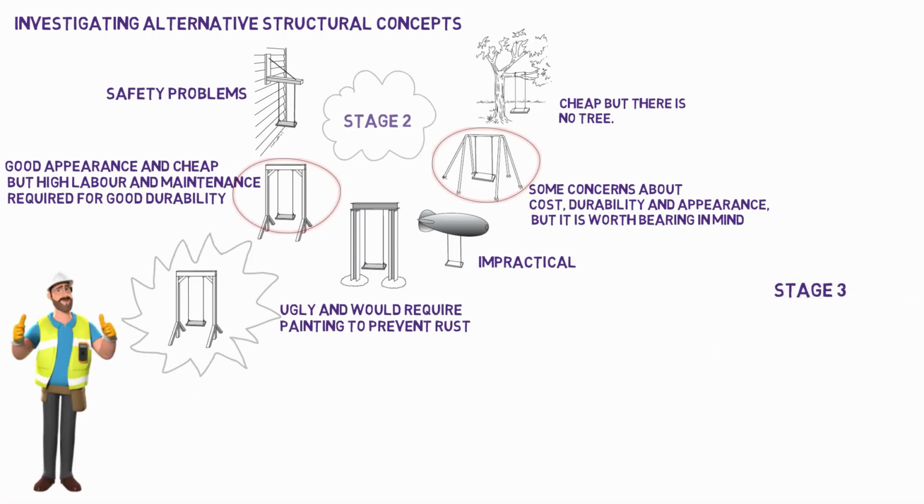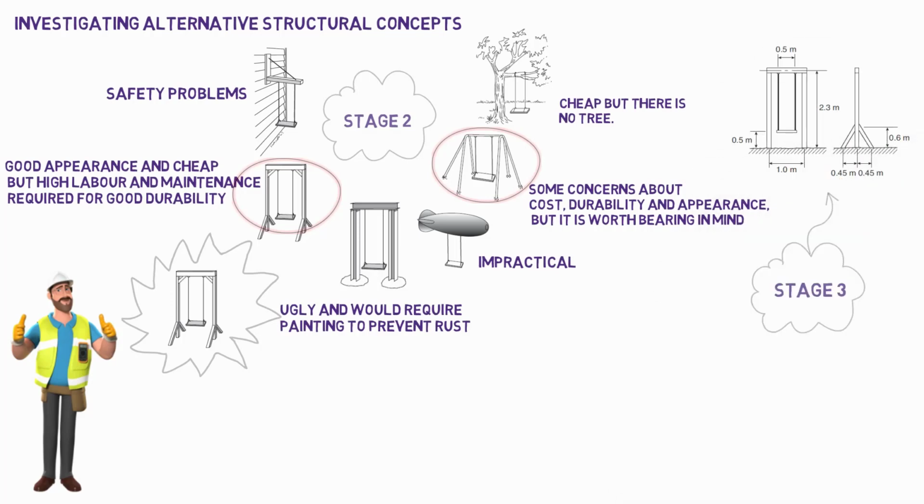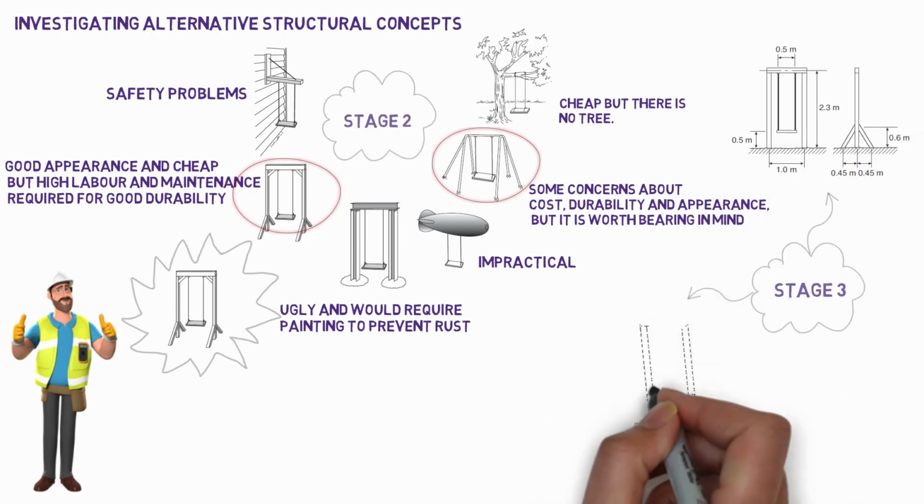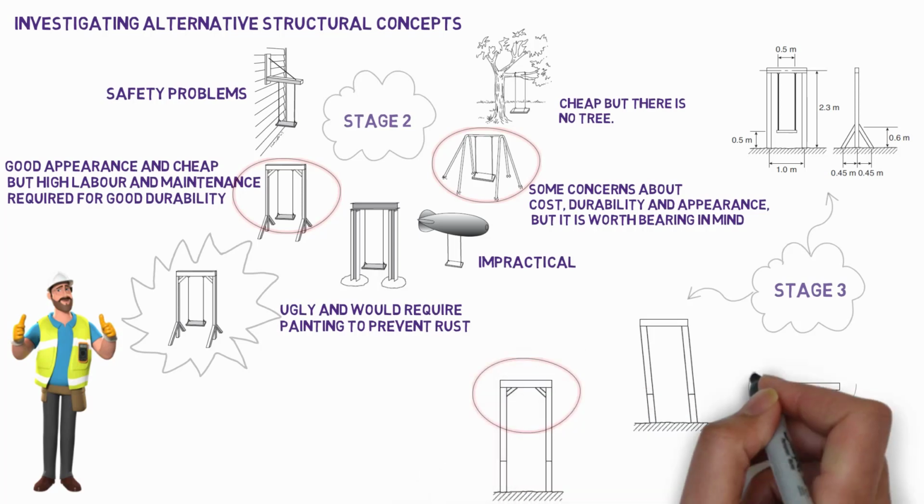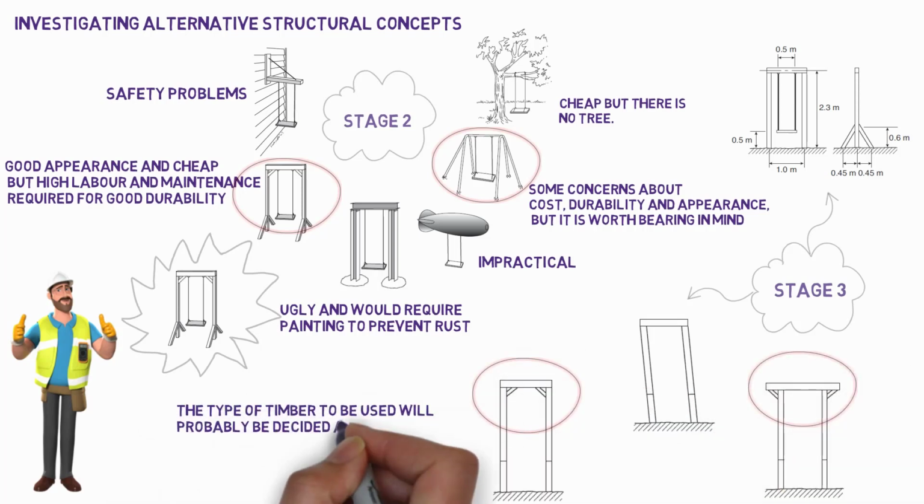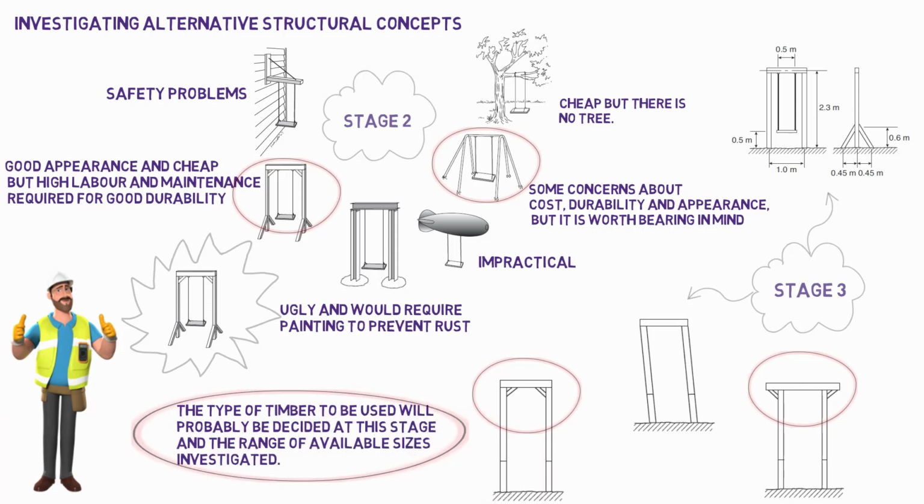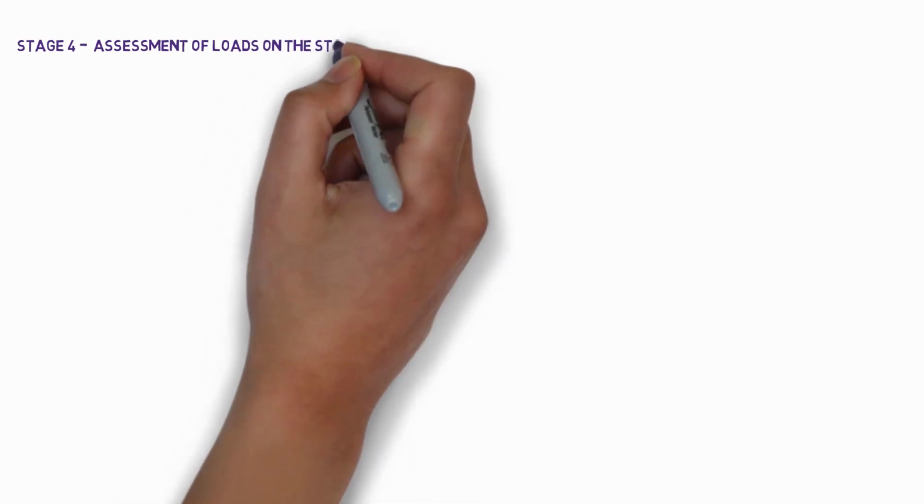Stage 3 involves more detailed development of the selected scheme. The basic overall dimensions must be decided. A method of bracing the frame to prevent side sway must be found. The type of timber to be used will probably be decided at this stage and the range of available sizes investigated. Stage 4 is the assessment of loads on the structure.